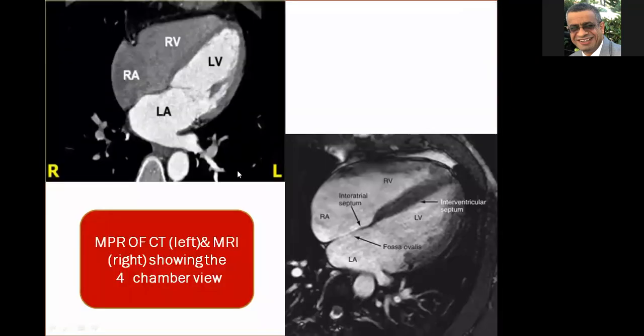This is a multiplanar reformation of CT and MRI on the right, showing the 4-chamber view with the right atrium, right ventricle, left atrium, and left ventricle, and the interventricular septum and interatrial septum in between.